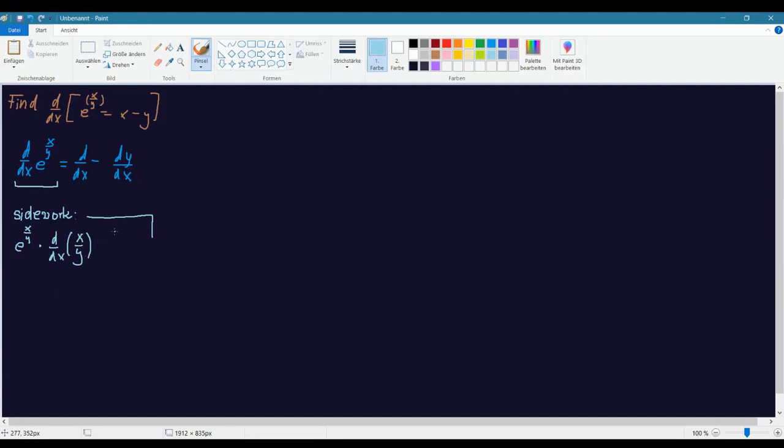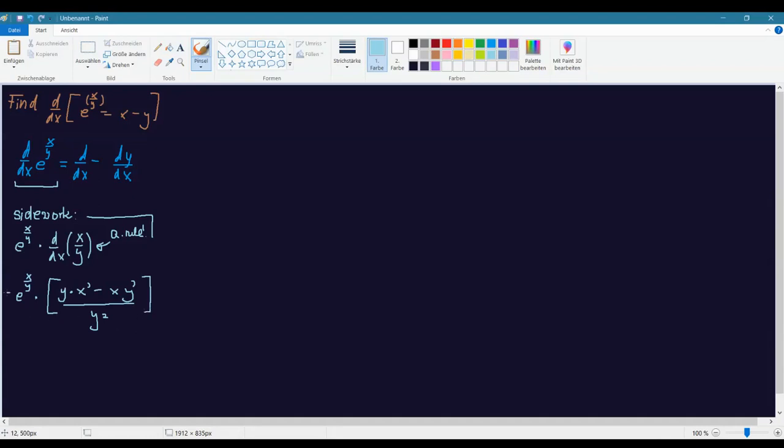Now, we're going to need to use the quotient rule here. So we're going to just write it out step by step. That's a multiplication right there. That is going to be y times x prime minus x times y prime all over y squared.